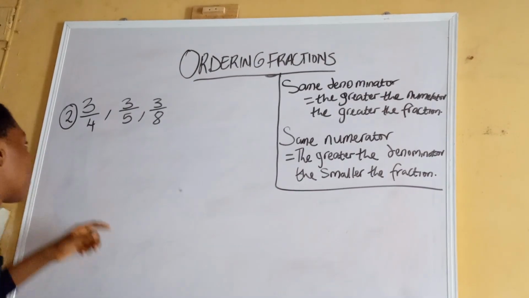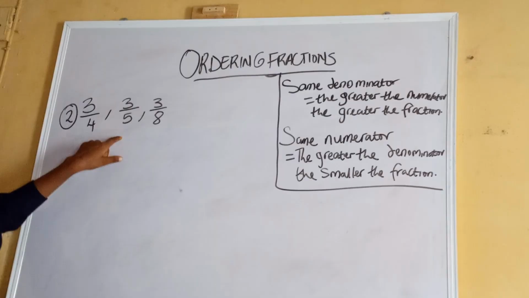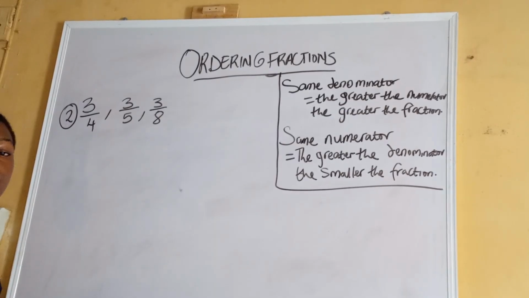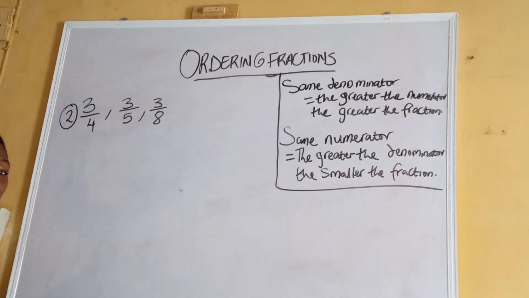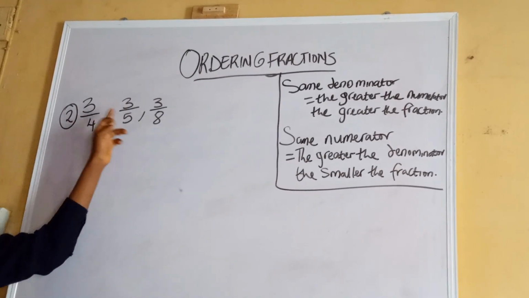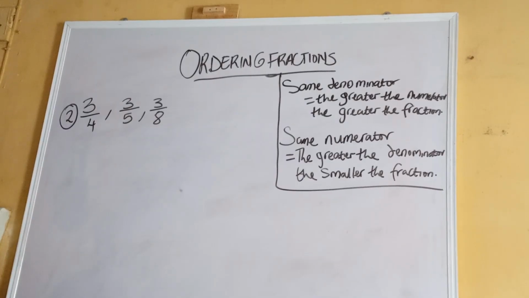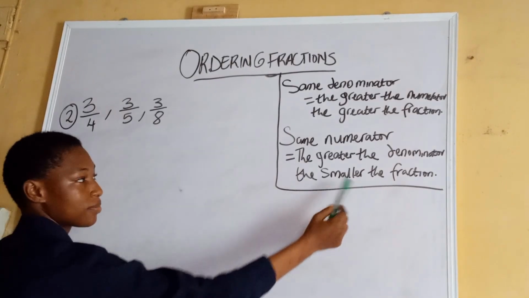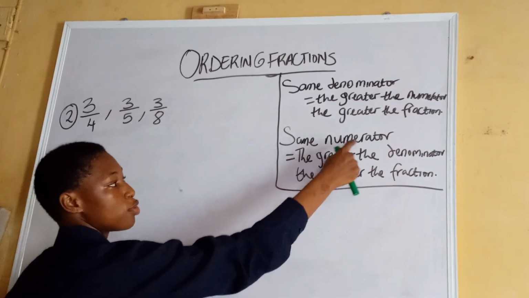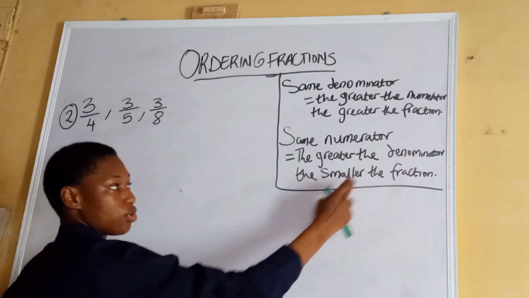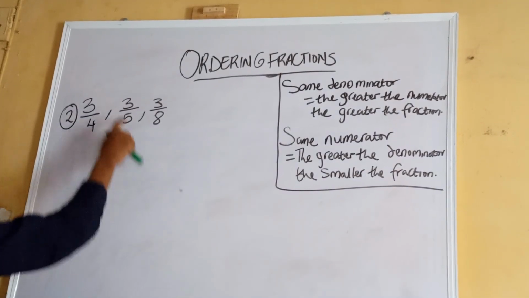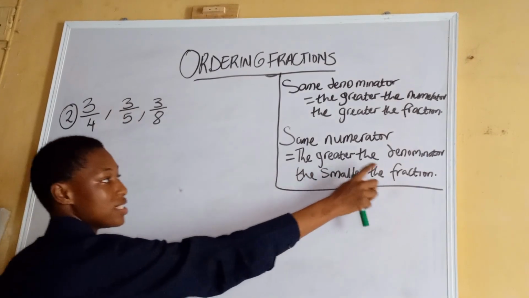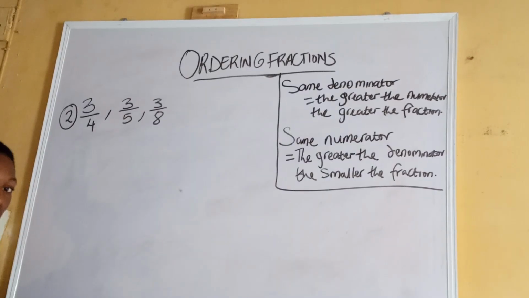Alright, on case 2 now we have this question: 3 over 4, 3 over 5, and 3 over 8. Now one thing you will notice first of all is that all the numerators are the same. The last question we did, we were dealing with all the same denominators, right? But here, we are dealing with all the numerators being the same. What are we going to do? You come over here. The rule says when you have the same numerator, the greater the denominator, the smaller the fraction. So when you are dealing with all the same numerator, the greater the denominator, the smaller the fraction. You have to take note of that.